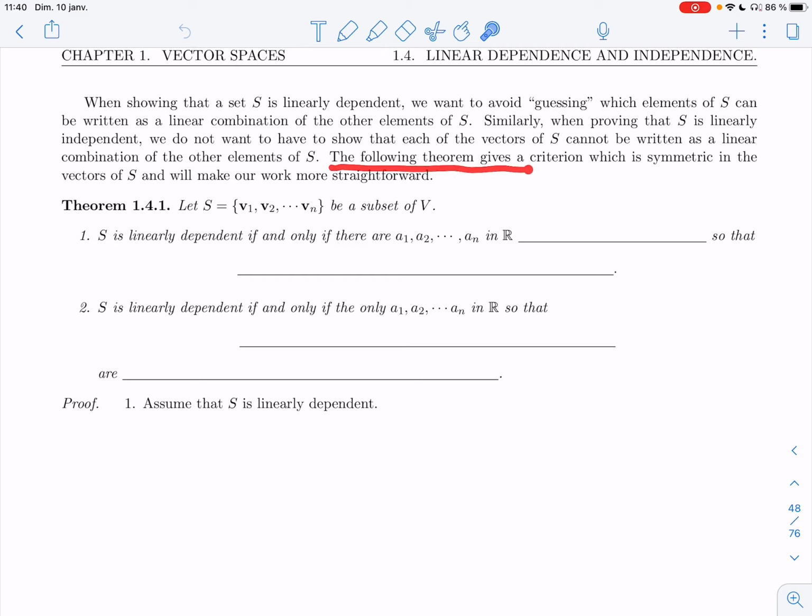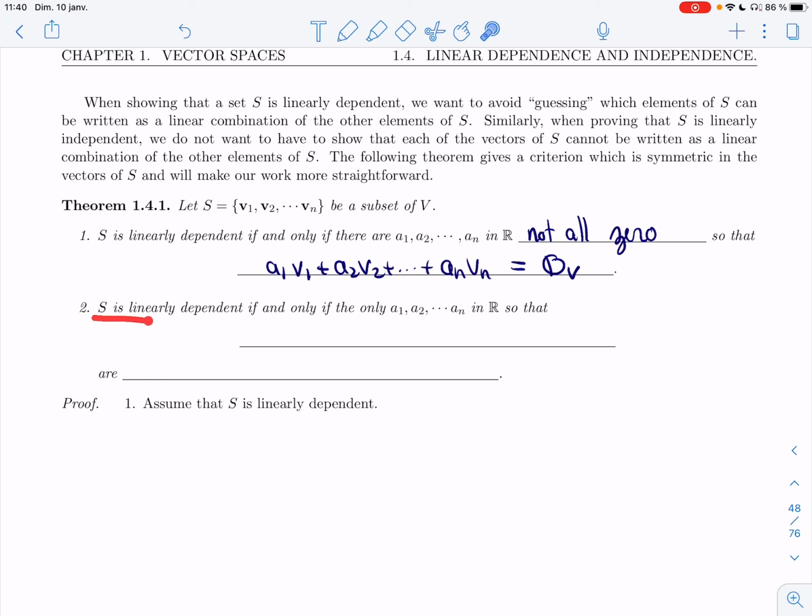All right, so the following theorem gives us a criterion which is symmetric in the vectors of S and will make our work more straightforward. All right, so theorem 1.4.1, I'm going to assume that S is a finite set. Let's take this to be a subset of V. S is linearly dependent if and only if there are real numbers a1 through an, and then this is the point, not all 0, so that a1 v1 plus a2 v2 plus an vn is the 0 element in V.